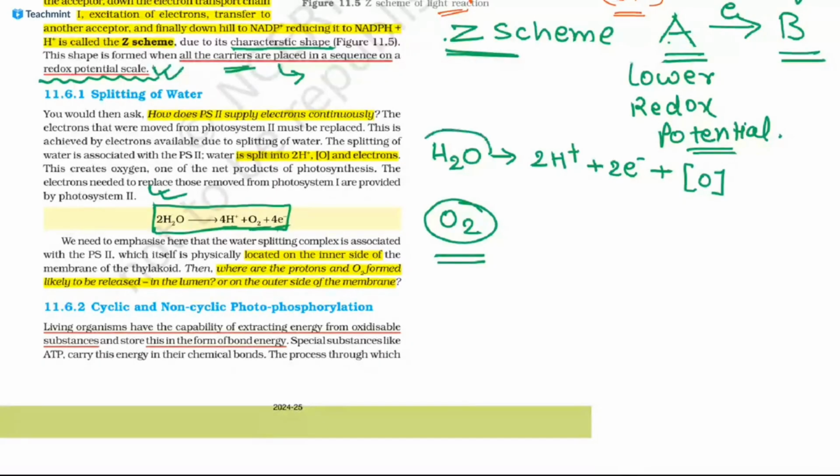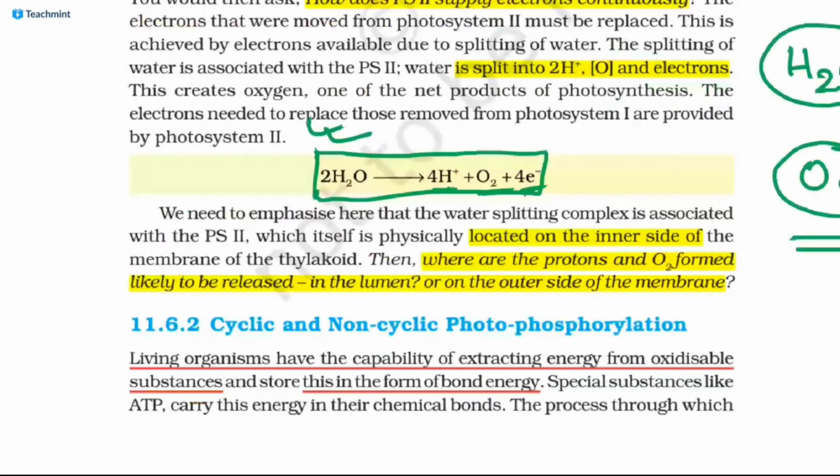Now, where does this splitting of H2O take place? You will say at the inner side of the thylakoid membrane and near the photosystem 2. See here, it is clearly given, the water splitting complex. Underlining it: water splitting complex is associated with photosystem 2. If there is no photosystem 2, there will be no splitting of water. And where is it located? It is located on the inner side of the membrane of thylakoid. Is this point clear? Yes, sir. Now, let's move ahead.